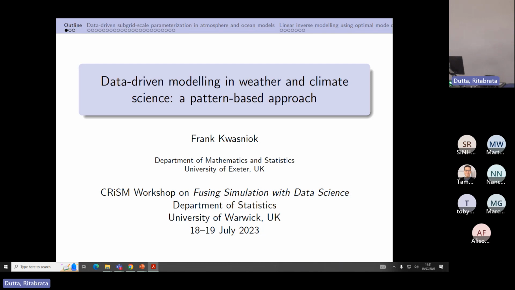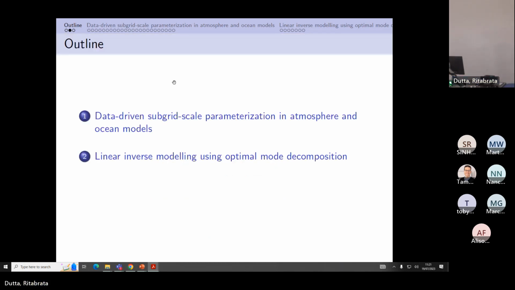So I'm going to introduce a pattern-based methodology. I will discuss two topics. Basically, the main topic is data-driven subgrid-scale parameterization for atmosphere and ocean models. Then I will briefly talk about linear inverse modeling using optimal mode decomposition.